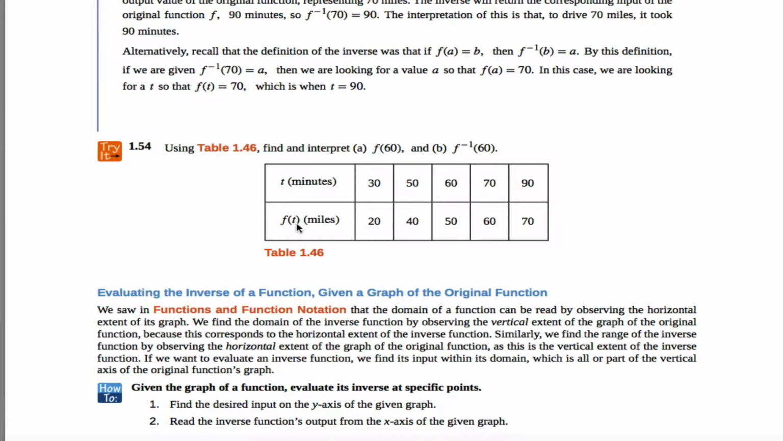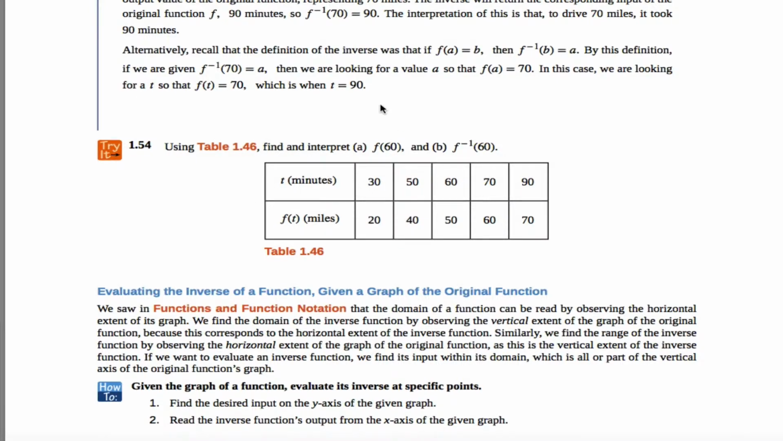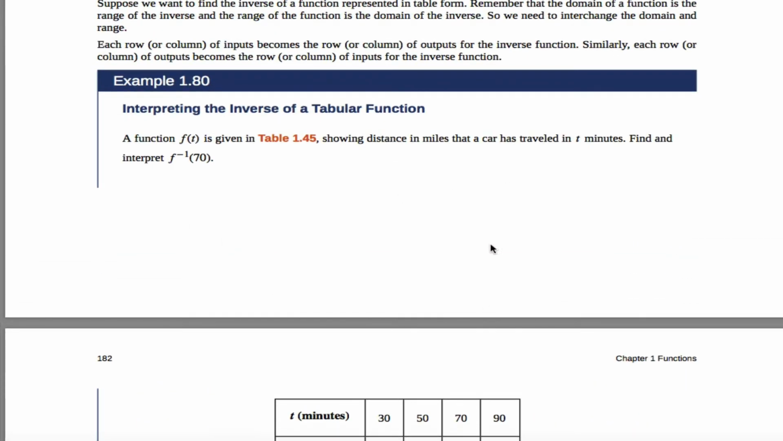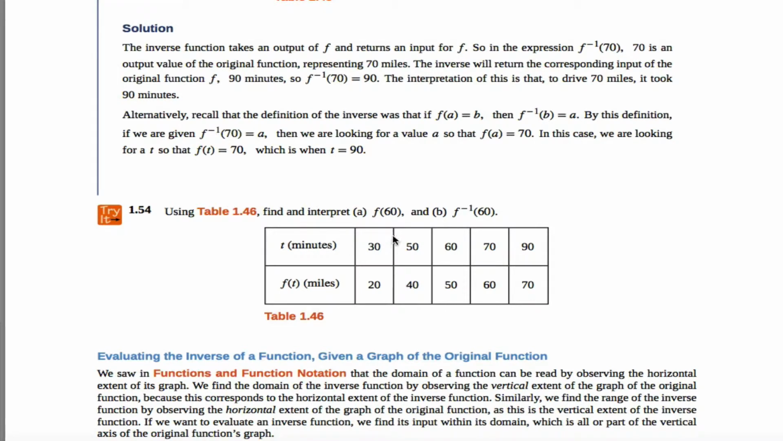All right, here's Try It 1.54 from OpenStax Precalculus. We're given this table, a way to represent a function, and asked to find and interpret f of 60 and f inverse of 60. So first you have to read a little bit about this table that comes above here. But in short, all it says is that I define this function f, and it tells me how many miles this car has traveled in this many minutes. Note that this function is a one-to-one function, so therefore I can talk about the inverse of this function.